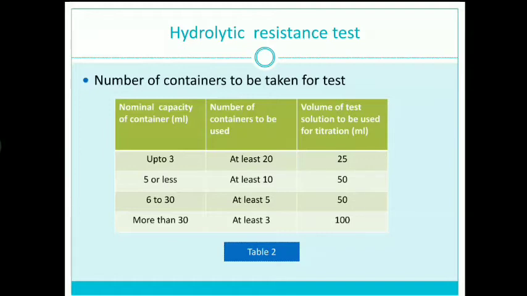If the nominal capacity of a container is 6 to 30 ml, then you have to select 5 containers, and 50 ml of test solution is used for titration. And if the nominal capacity of a container is more than 30 ml, then you have to select at least 3 containers, and the volume of test solution to be used for titration is 100 ml. So this is the criteria for the selection of a container.